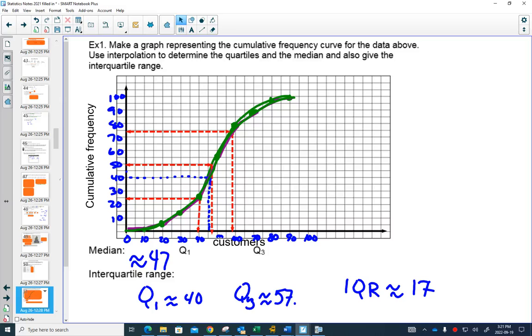Interquartile range, well, I go from 25 over and down. I'm going to say quartile 1 is 40. From 75 over and down, I'm going to estimate quartile 3 at 57. Therefore, my interquartile range is 17.